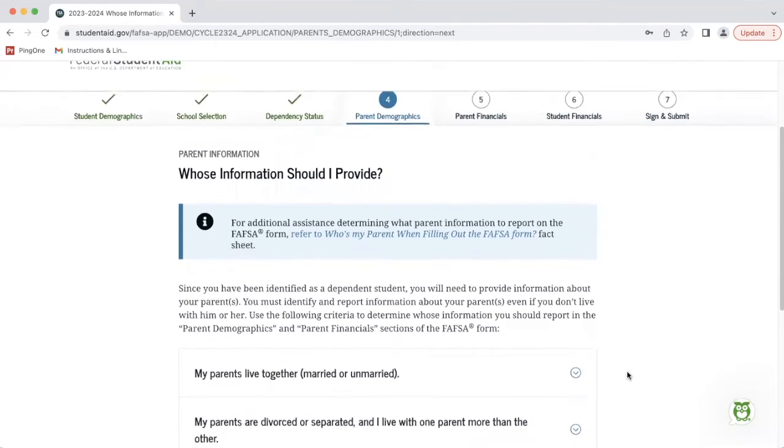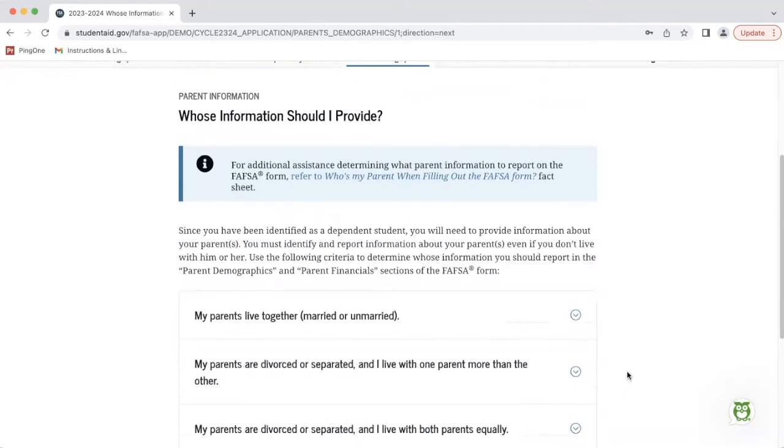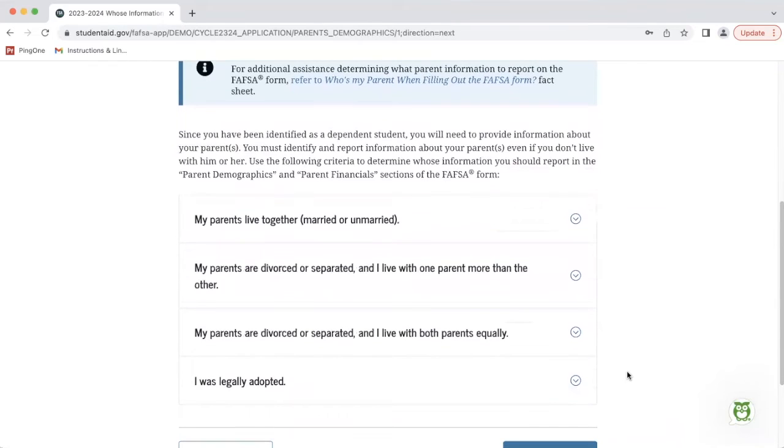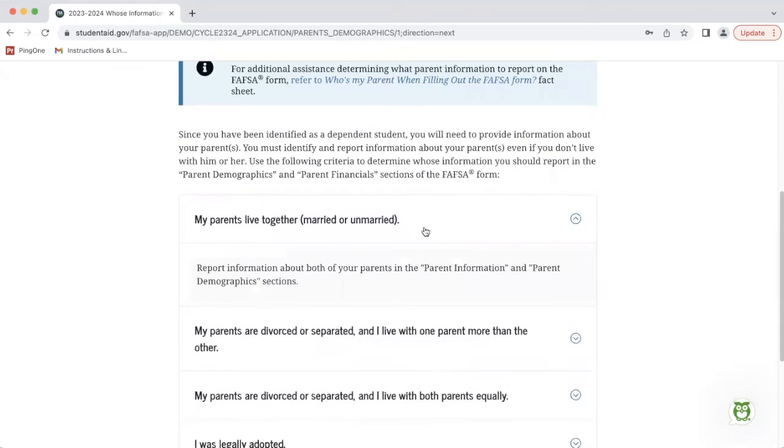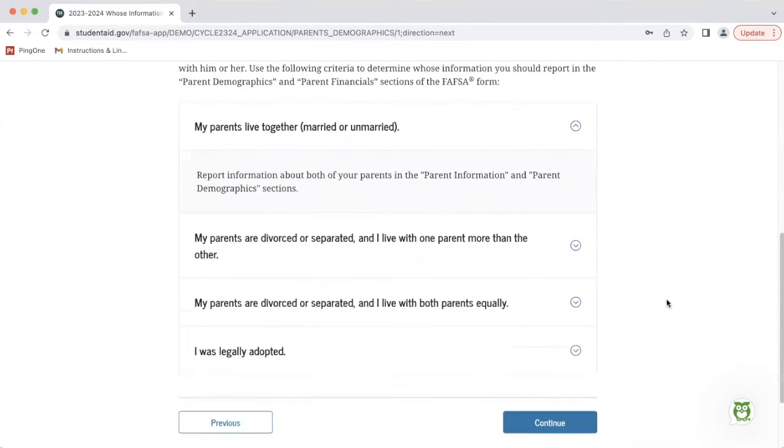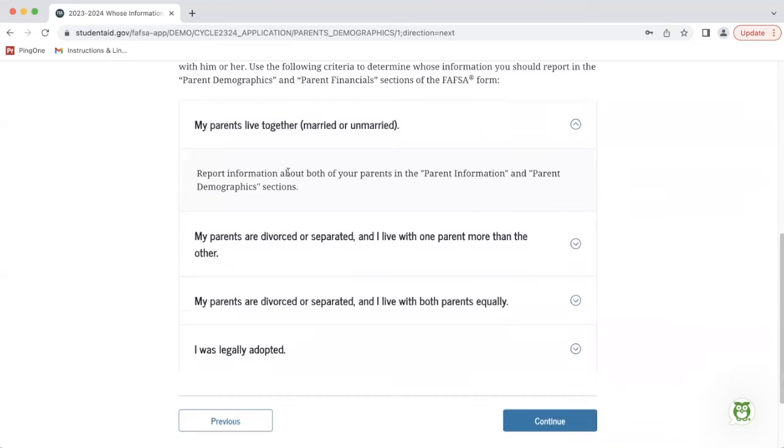The next page is going to ask about whose information we need to provide in order to complete the rest of the FAFSA. So we can put that my parents live together, my parents are divorced or separated, and we live with one parent more than the other, or that my parents are divorced or separated and I live with them both equally, or I was legally adopted. If we live with both parents, we're going to report information about both of them in the coming pages.